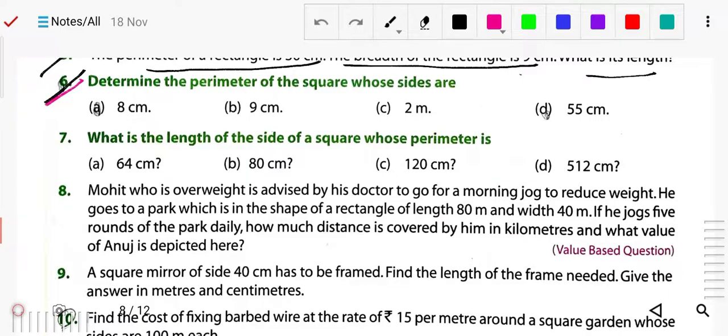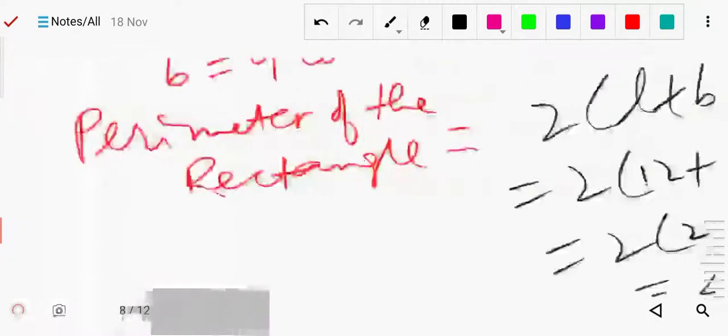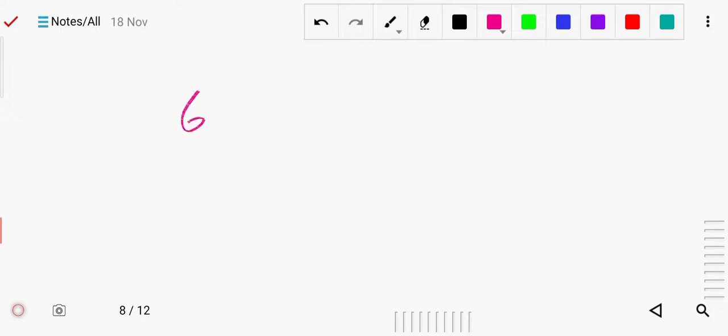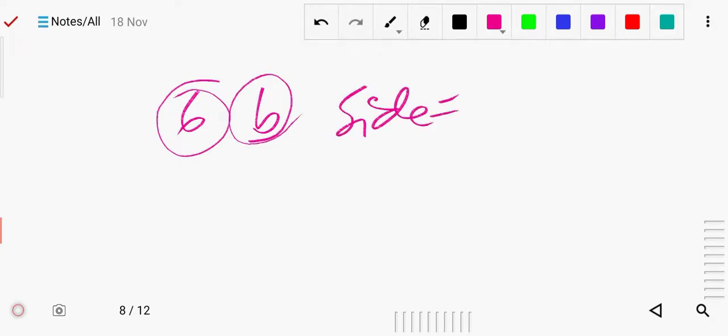Now question number 6: determine the perimeter of a square whose side is given. Simply you have to write the formula of the square. Suppose I am solving number B. Here the side is given: side equals 9 centimeter. So you have to find the perimeter.